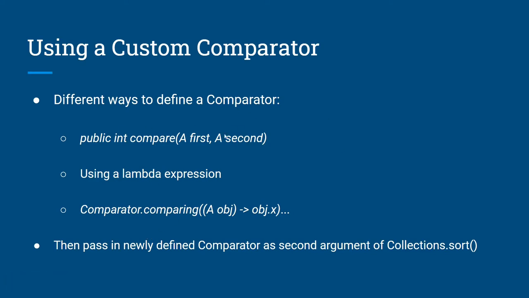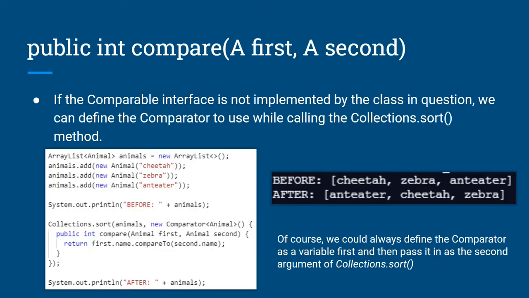So once you define the comparator, then what you do is you simply pass in the comparator as a second argument of collections.sort. So when you're using a custom comparator, this is assuming that you're not implementing the comparable interface in your custom class blueprint. You're instead going to define how to sort the elements after the fact when you're calling collections.sort. So I'll show you how to do this.